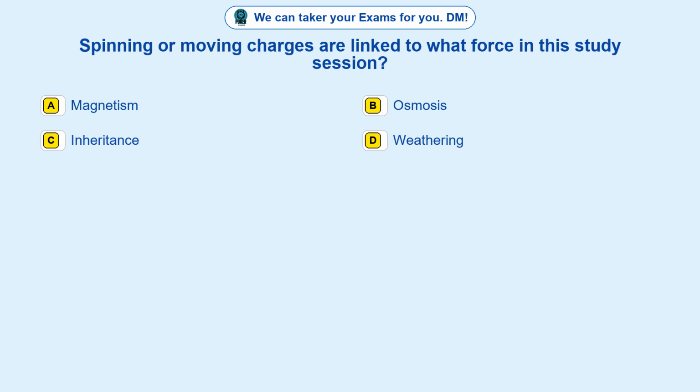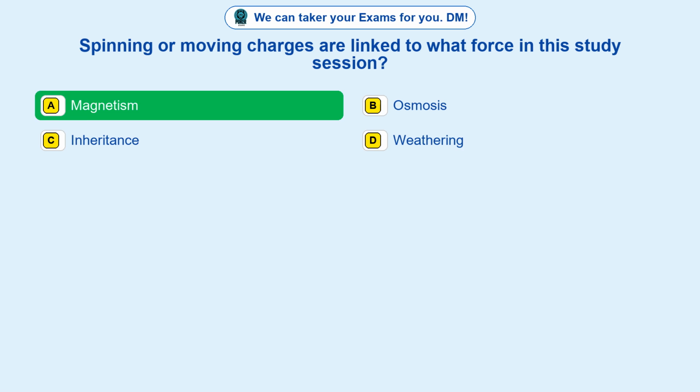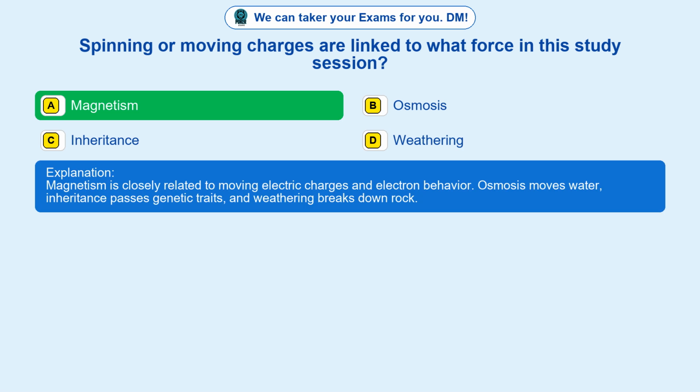Question 74. Spinning or moving charges are linked to what force in this study session? Option A, magnetism. Option B, osmosis. Option C, inheritance. Option D, weathering. The correct answer is option A. Magnetism. Magnetism is closely related to moving electric charges and electron behavior. Osmosis moves water, inheritance passes genetic traits, and weathering breaks down rock.